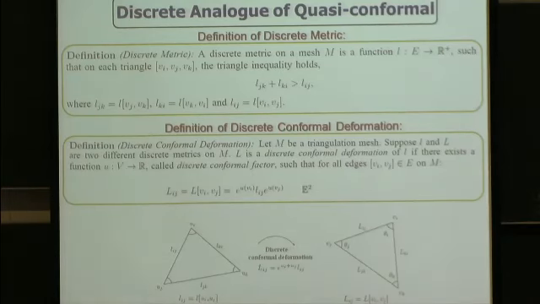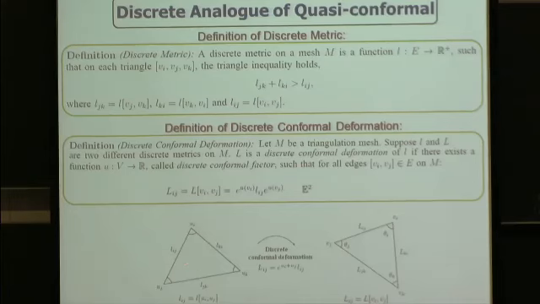So essentially, the matrix is just the length. You give the length on each edge that satisfies the triangle inequality. So with the discrete matrix, now we can define what a discrete conformal deformation is. Suppose we have a mapping between two triangulation meshes, and suppose on this mesh, the discrete matrix is little l, which is the length on the triangulation mesh. And then on this mesh, the matrix is capital L.